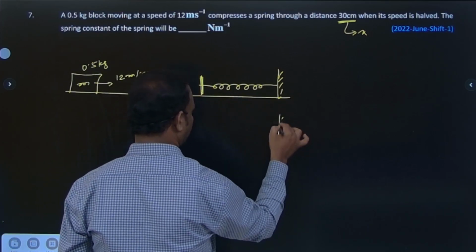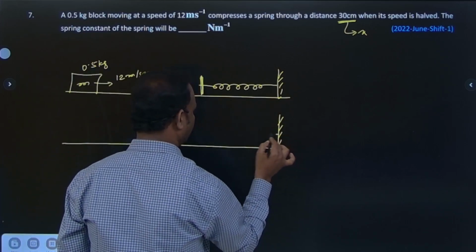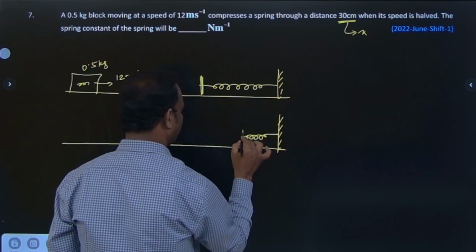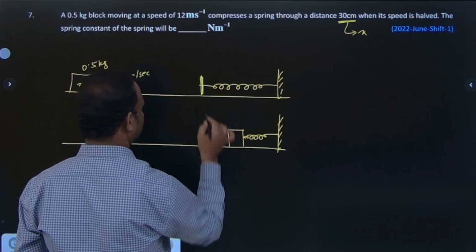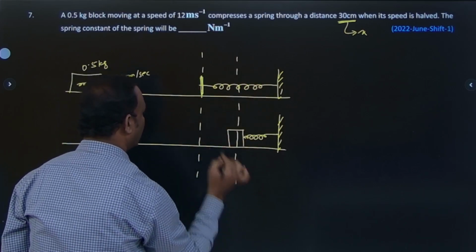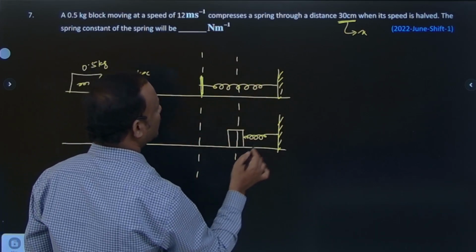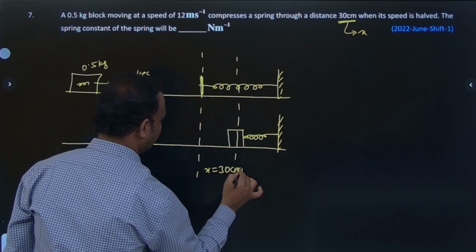In the next case, this is the horizontal surface. The spring is compressed to here. So this block came here and compressed the spring. This is the initial position and this is the compressed part. How much is the compression? X is equal to 30 centimeter.